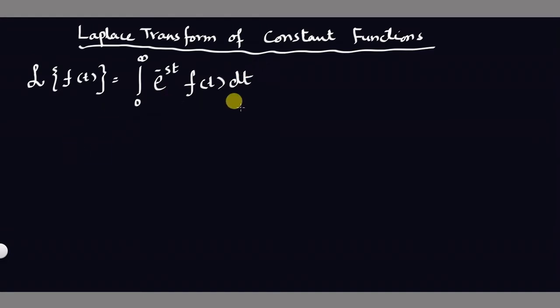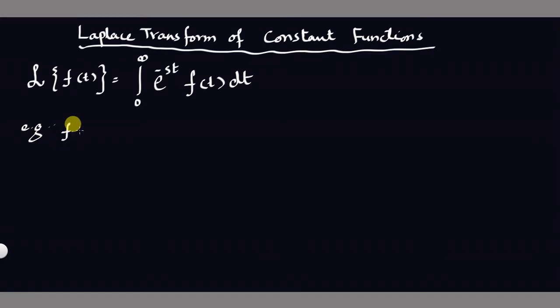Now this is the definition of Laplace transform. We have a function f of t, and we just replace the value of this function over here and solve this improper integral. If this improper integral converges, then that will be the answer for this particular function. So we are considering here the constant function. So let's start with a very simple example.